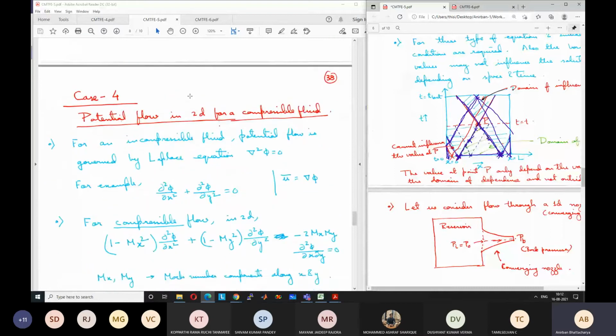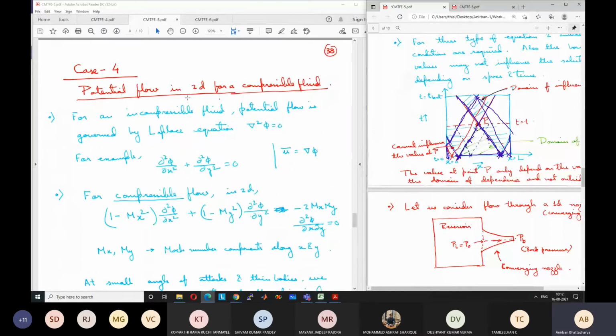So another example. We have seen three basic examples of these three types of equations. Just a couple of more examples I wanted to show that sometimes the nature will depend on some property values or some parameters. So for the same equation, the nature can change. One such type of equation is potential flow for a compressible fluid in 2D.